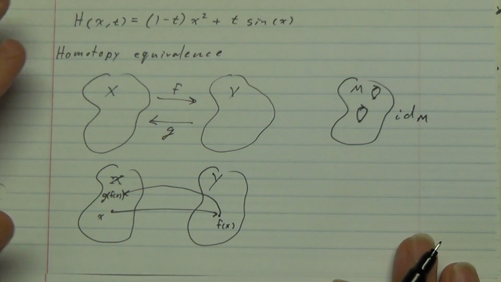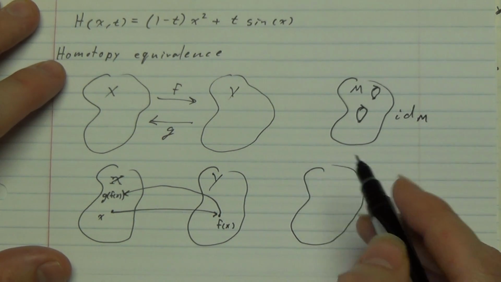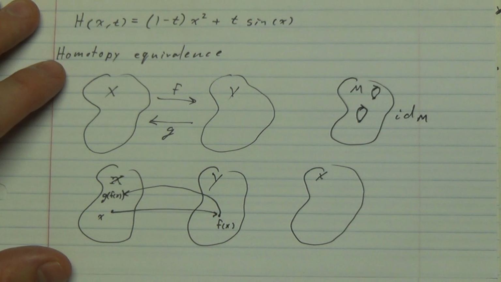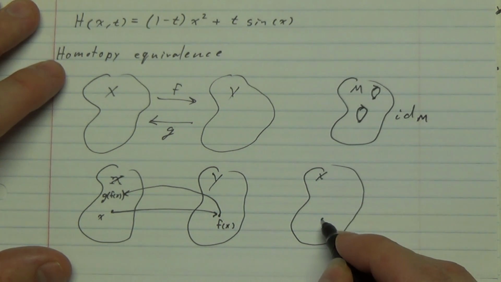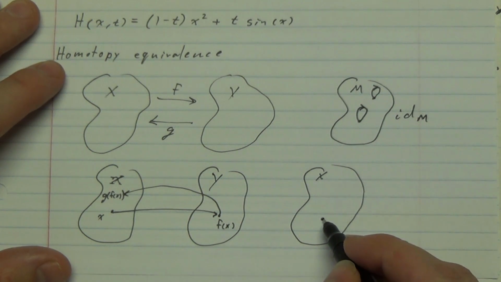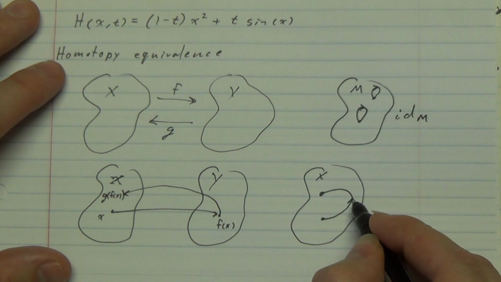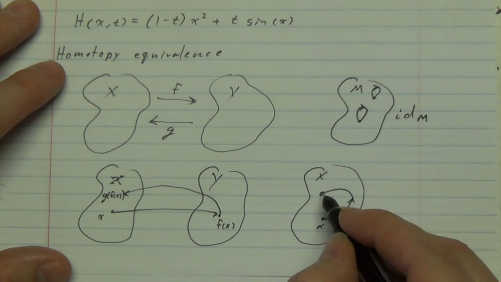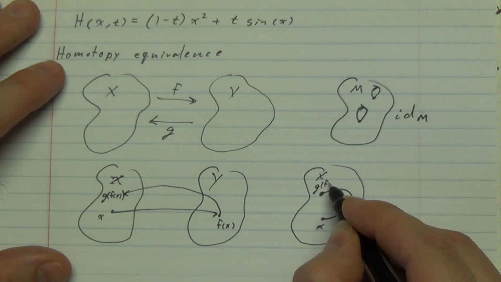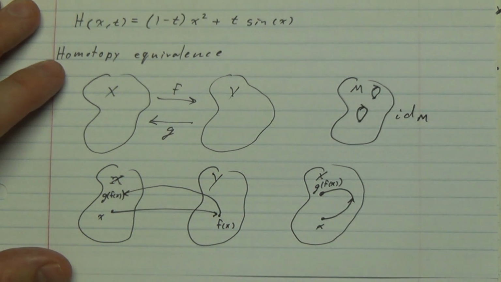Okay. So, just looking at space X, the composite map looks like a loop where the starting point and the end point are not necessarily the same. From X to G of F of X. And now we have the basis for our definition of homotopy equivalence.